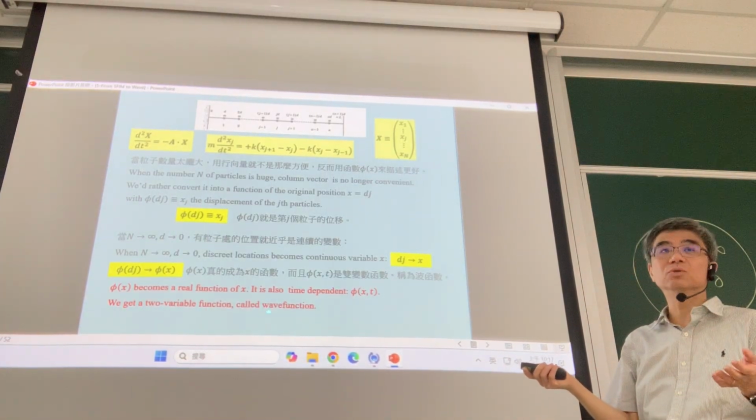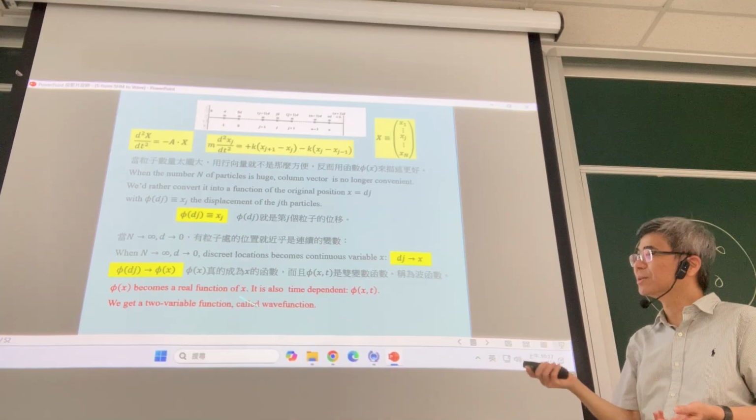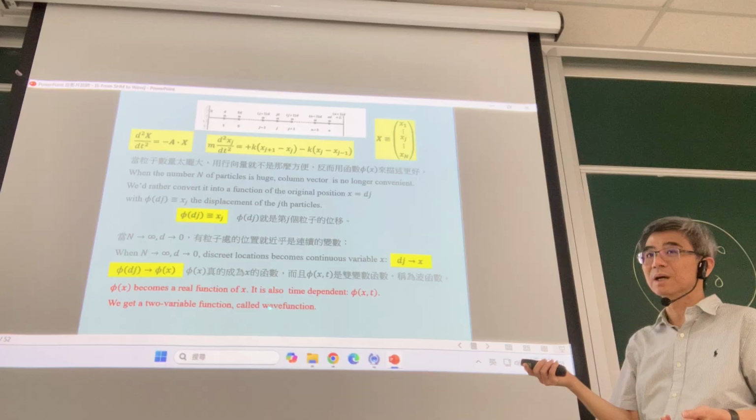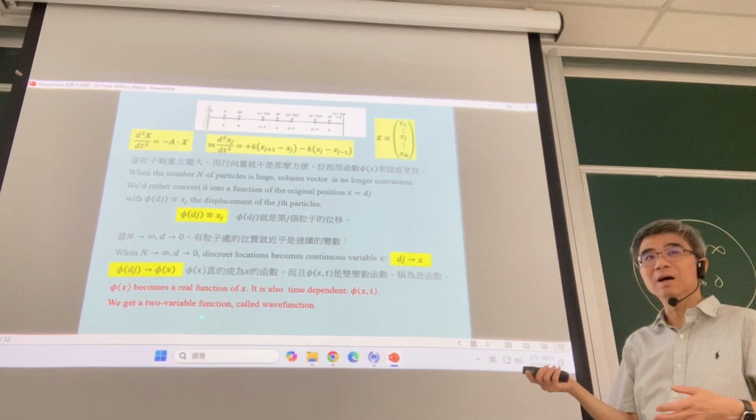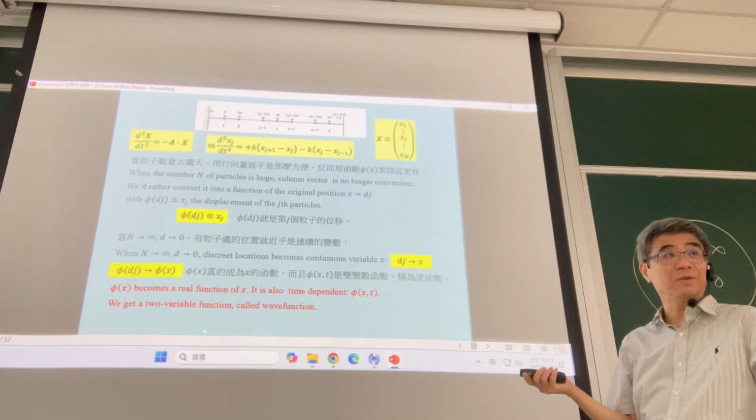From here on, you'll hear about the wave function almost every time we have class.